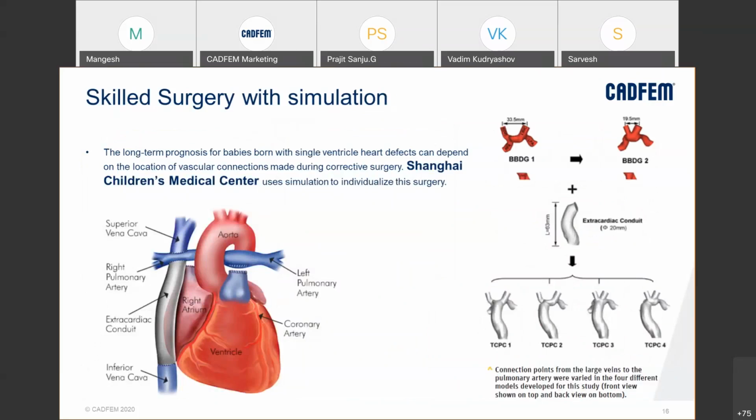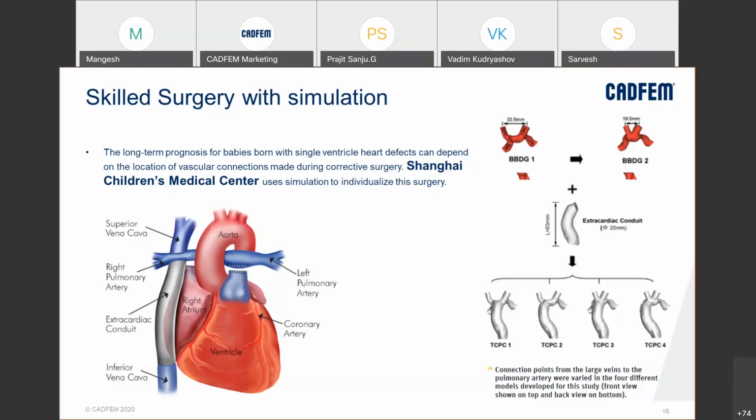There are other areas as well where again simulation can be very effective. Like in this particular case, there are certain cases where a child is born with a birth defect, and that defect could be, like in this case, having a single ventricle. Okay, so if I just read this particular line, it's saying that the long-term prognosis of a baby born with single ventricle heart defects can depend on the location of vascular connections.